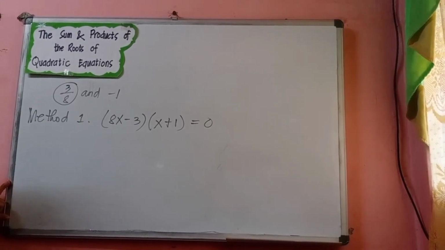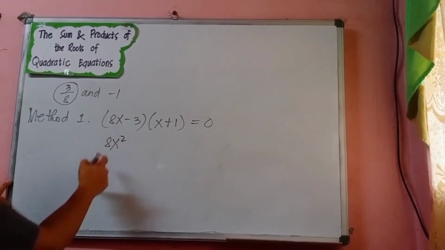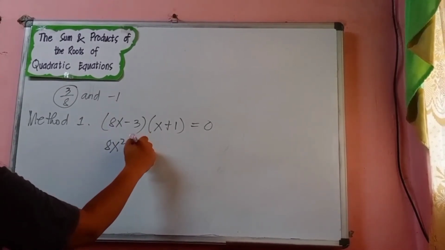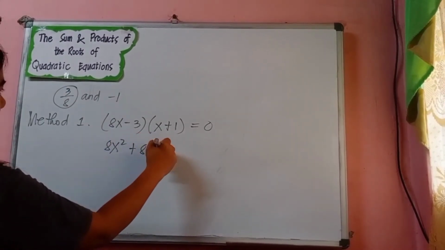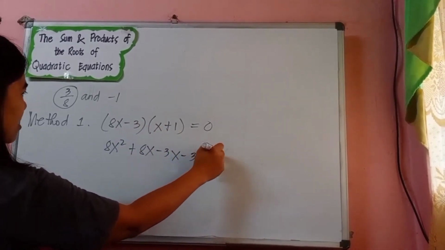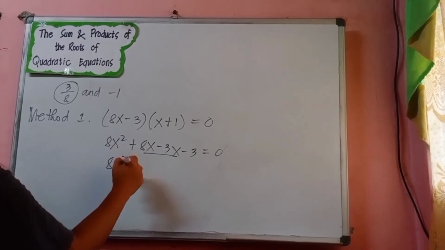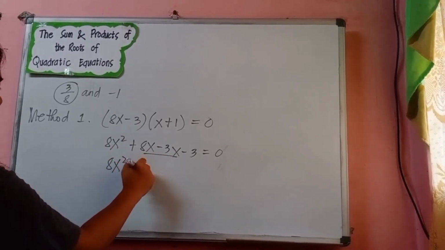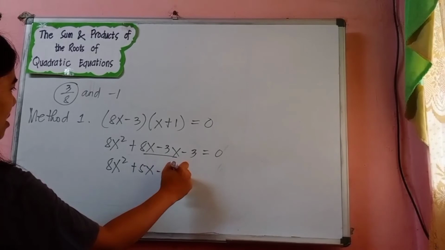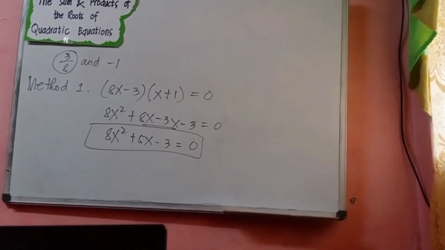Then here we can use the distributive property, so we will have 8x squared plus 8x, negative 3 times x is negative 3x, negative 3 times 1 is negative 3 equals 0. Combining this, we will have 8x squared, 8 minus 3 is 5, so positive 5x minus 3 equals 0. This is the quadratic equation that we're looking for.